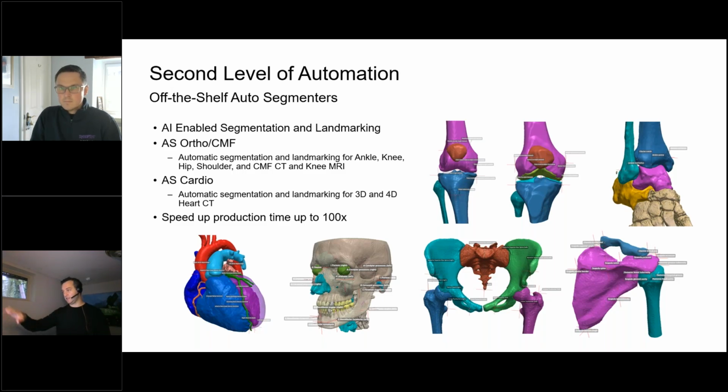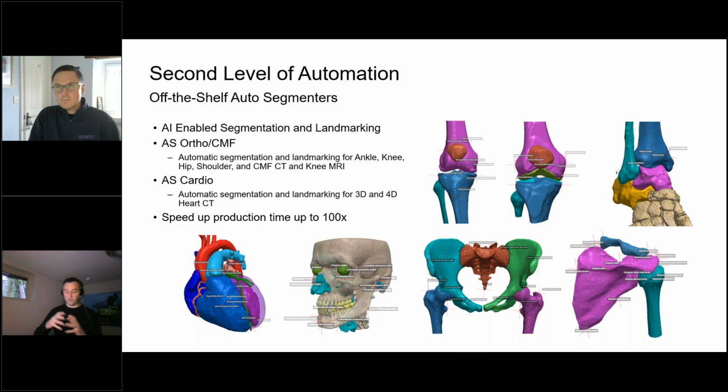You can see examples on the right here of the different anatomies where this is applied, and you can see all the landmarks that are automatically picked off and labeled. With the landmarks, you get free measurements: with just a little bit of script, you can take different measurements, define planes, define cutting planes, things like that. And then we also have AS Cardio, for automatic segmentation and landmarking for 3D and 4D data of the heart from CT. We have some pretty impressive capabilities there.